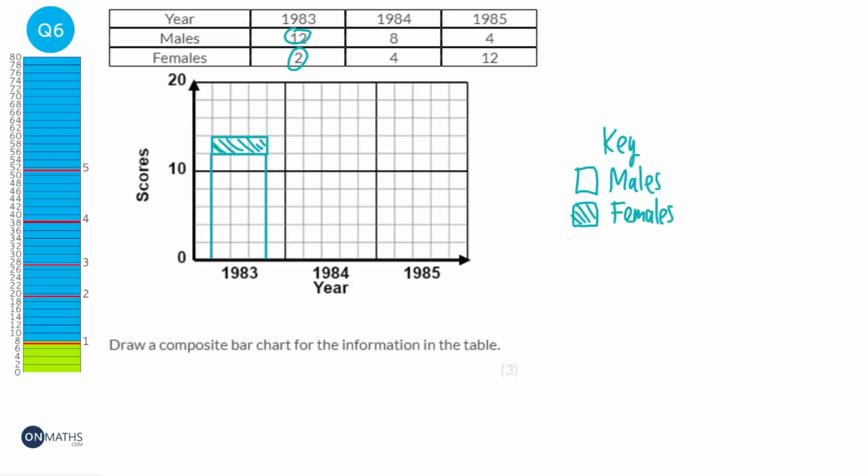Okay, next we're going to do the 8 and the 4. So what you can do is just do the whole thing and split it afterwards. So it would be like that. Shade in the females. And then finally we've got a 4 and a 12.